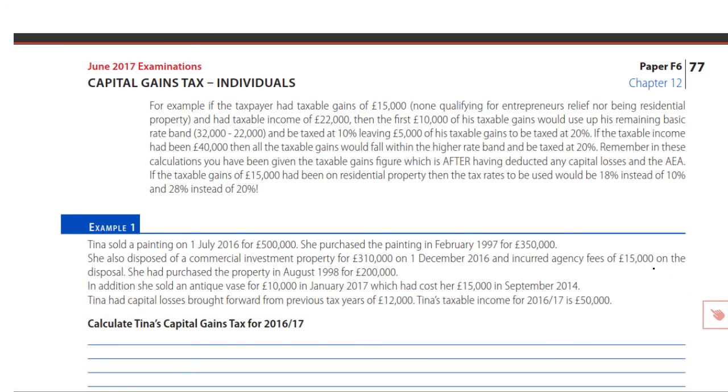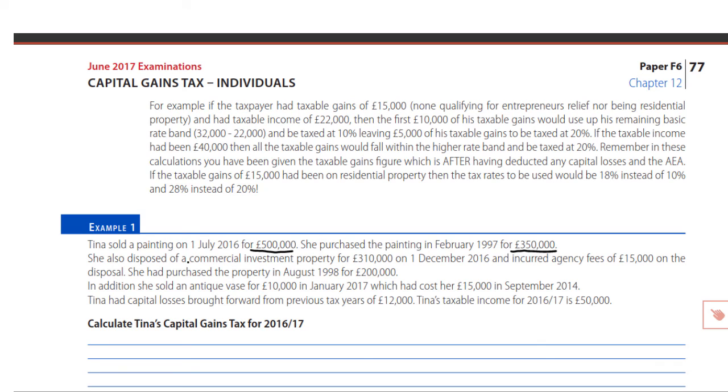Your first gain to compute: proceeds £500,000, and your cost £350,000. It is the sale of a painting. So in terms of the tax rates applicable, this is not residential property, it's not qualifying business property for entrepreneurs relief, so we're talking about either 10% or 20% as the relevant tax rates. The gain, 500 less 350, again very clearly £150,000.